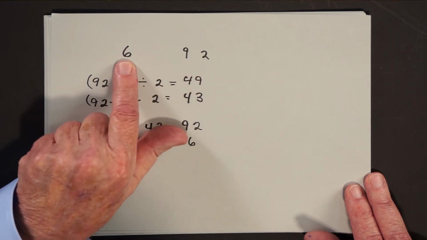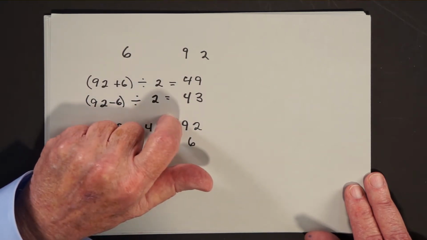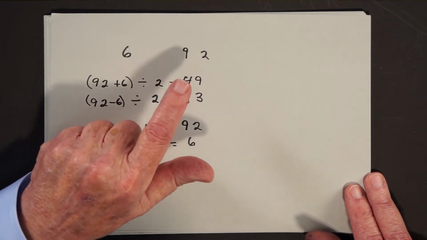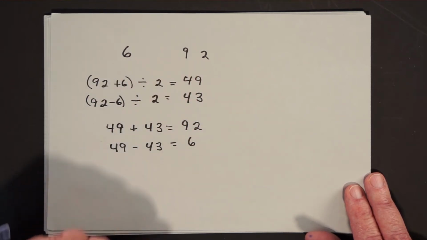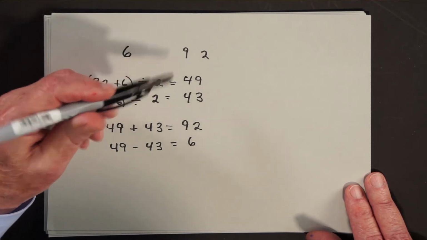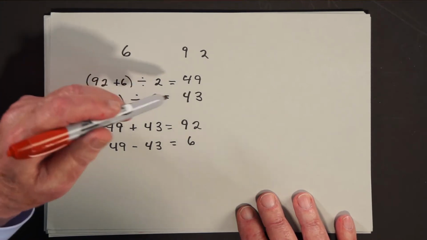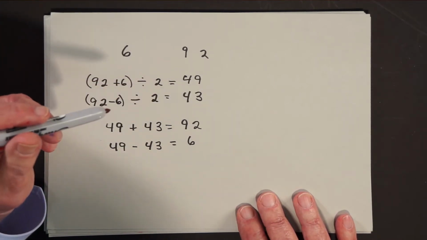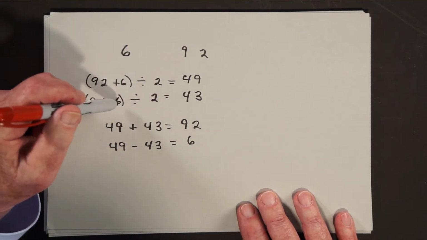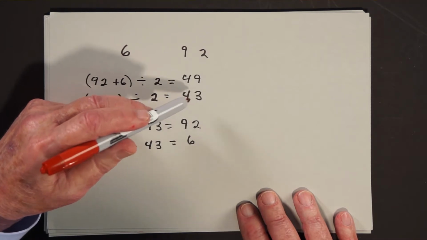Whenever you have two numbers, take half their sum and half their difference. And if you add half the sum and half the difference, you'll get the bigger number. If you subtract them, you get the smaller number. Let's just try it here. The two numbers are 6 and 92. If I add them, that gives me 98. 98 divided by 2 is 49. If I subtract, always the smaller from the greater, 6 from 92 is 86. Divide that by 2 is 43.